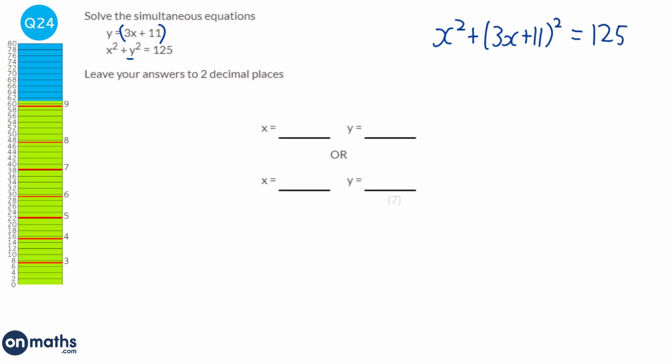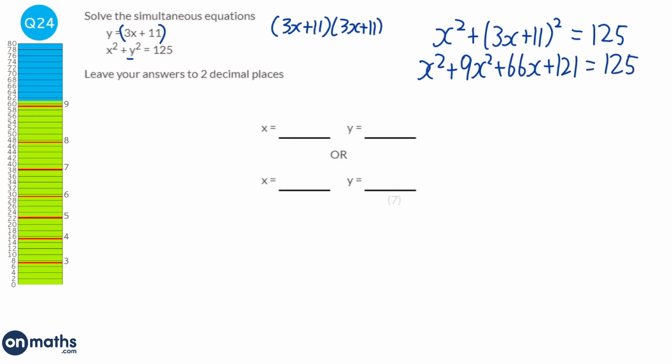Okay. Now we need to expand the brackets there. And so we're going to have x squared, and you can use any method you want. And don't forget, when you square brackets, that's just going to be (3x plus 11)(3x plus 11). So we're going to do 3x squared, which is 9x squared. So plus 9x squared. And then we've got 3x times 11 plus 3x times 11, which is 33x plus 33x, which is 66x. And then we've got 11 times 11, which is 121.